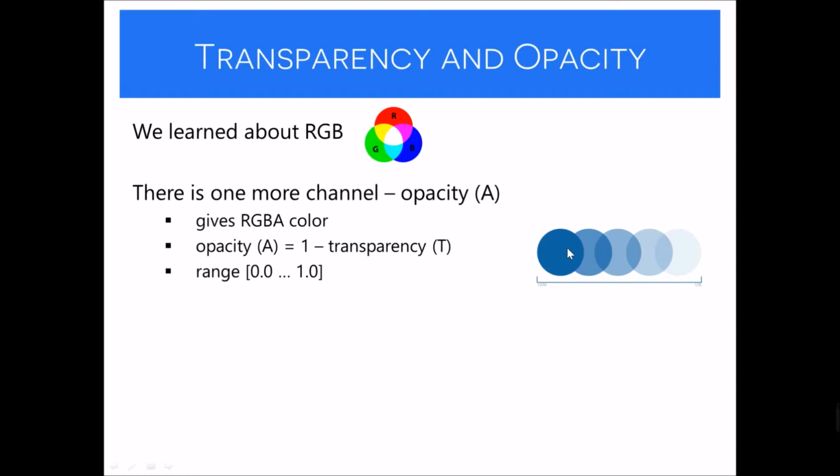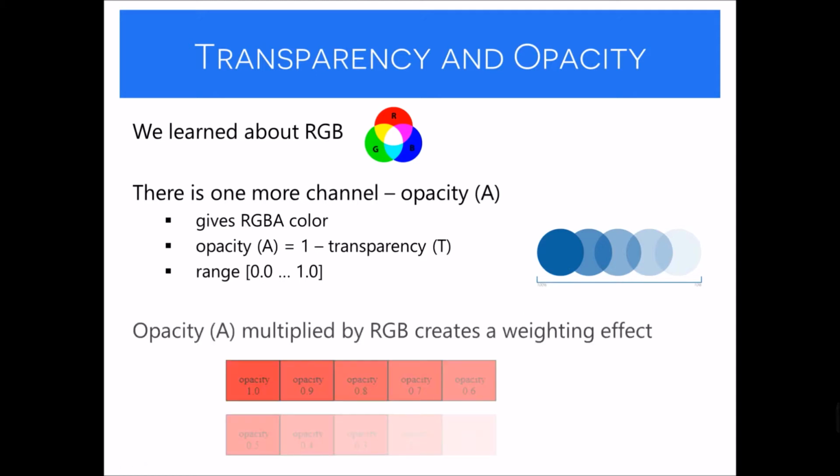It's just the opposite. This is fully opaque, and out here it's fully transparent, or not opaque at all, right? And this goes on a linear scale. So this is the channel we need as well. Okay, so we need red, green, blue, and A. And then we multiply this opacity by this RGB to create this weighting effect, right?